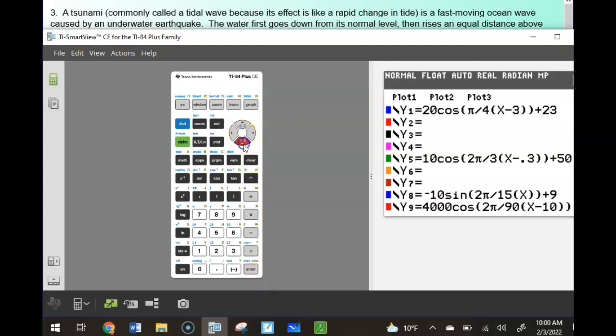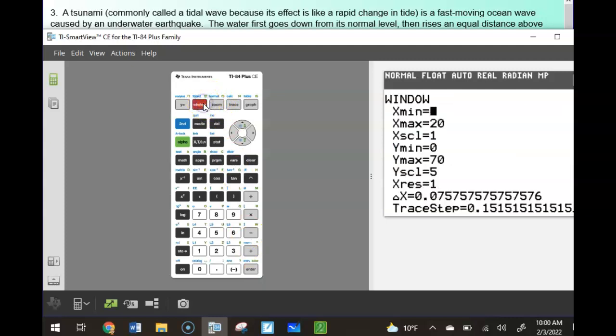Go down and turn this one on. And then I'm going to go to my window. What did we decide to do? Was it 15 seconds or 20 seconds? We said 15. And then we needed the y min, -5 to 20. Okay. I'll leave my window up there for a minute. How we doing?